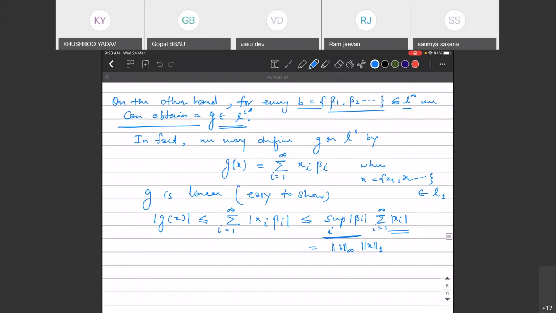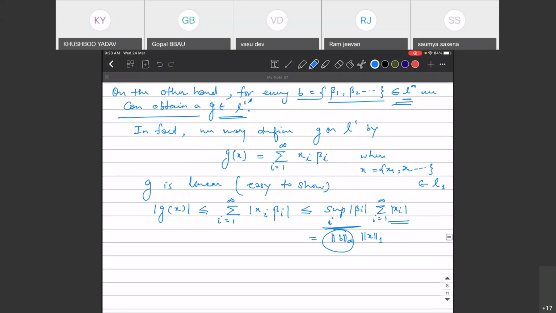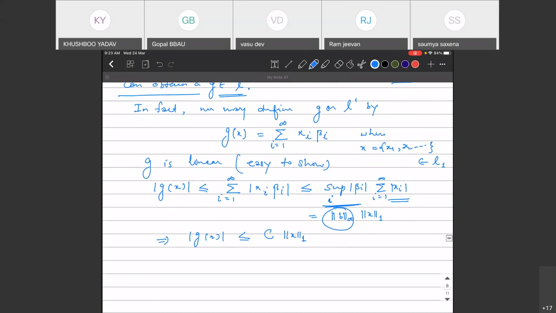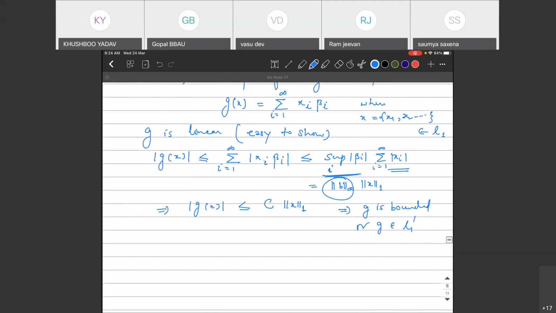So this b is in L infinity, so you know this thing is finite. So this implies mod Gx is less than or equal to some constant times the L1 norm of x. Okay? This implies G is bounded, or you can say G belongs to L1 prime. So we have shown that for every b there exists a G in L1 prime.